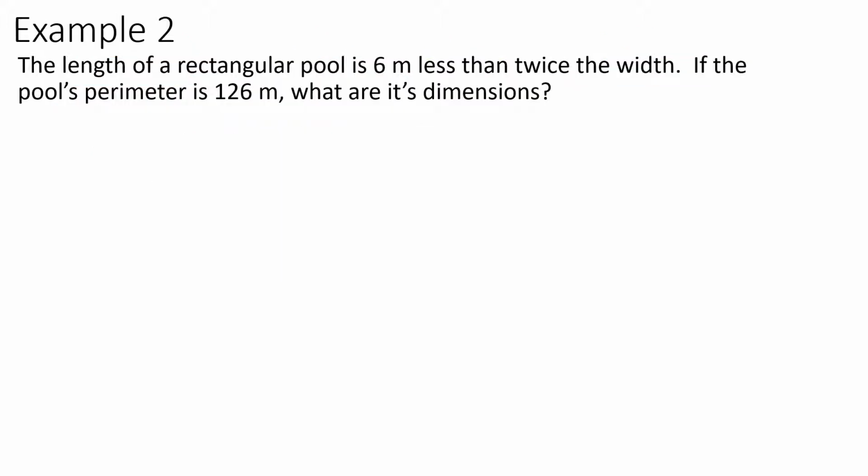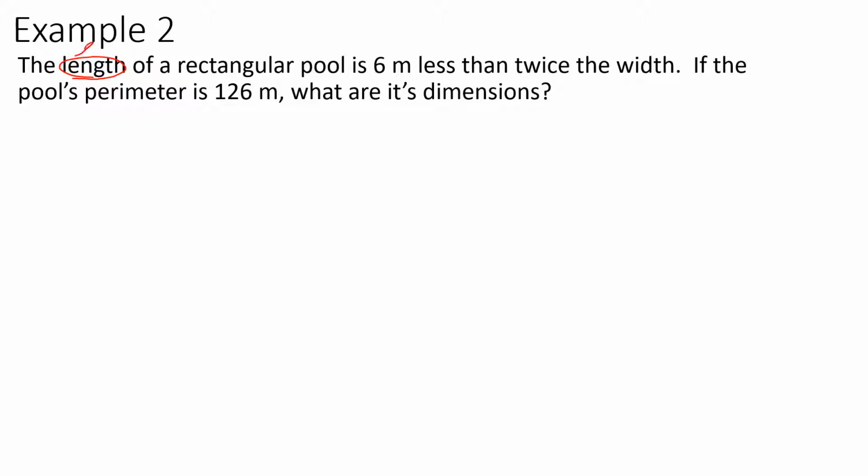Example 2: The length of a rectangular pool is 6 meters less than twice the width. If the pool's perimeter is 126 meters, what are its dimensions? Again, we're going to create some equations using algebra, and we'll solve them to answer the question, but first let's translate from English to math.